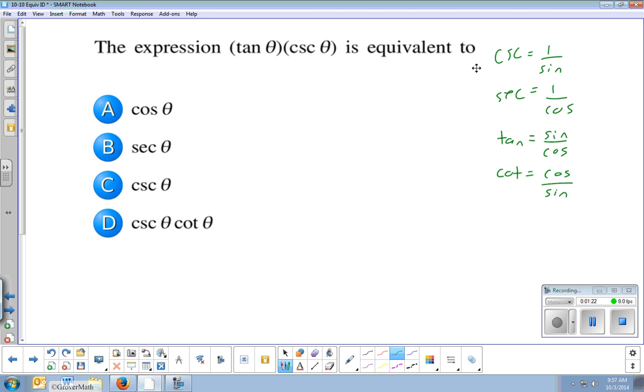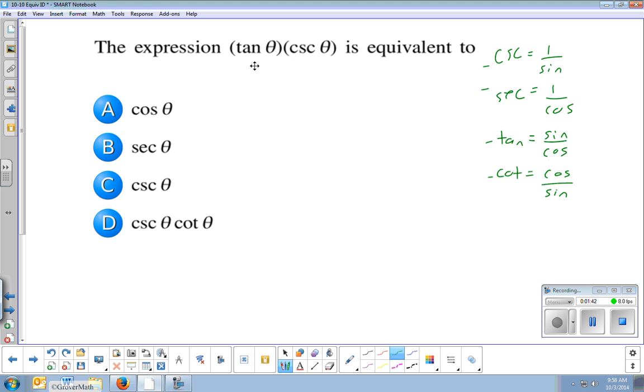And when I have sine, I'm going to make it sine over 1. And when I have cosine, I'm going to make it cosine over 1. But when I have these other functions, secant, cosecant, tangent, cotangent, I'm going to express them as sine and cosine. So cosecant's 1 over sine, secant's 1 over cos, tangent is sine over cos, cotangent's cos over sine.